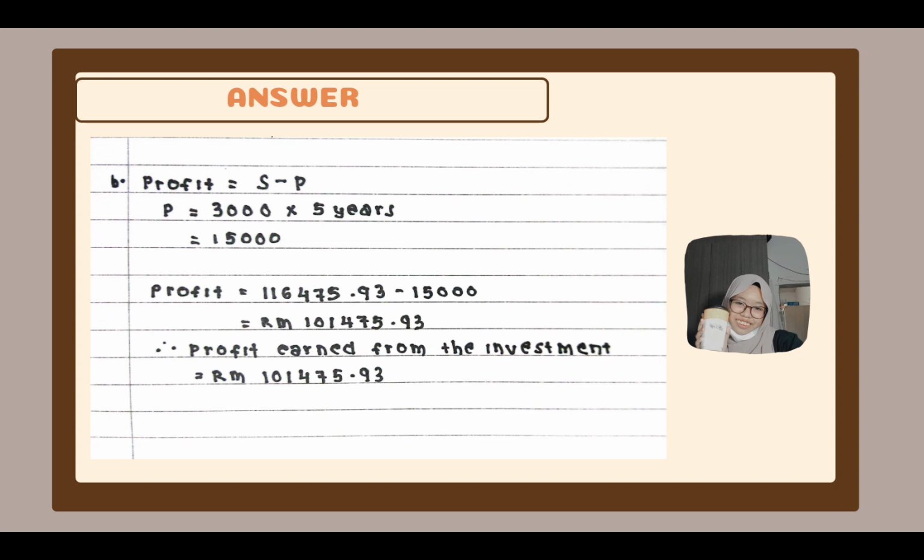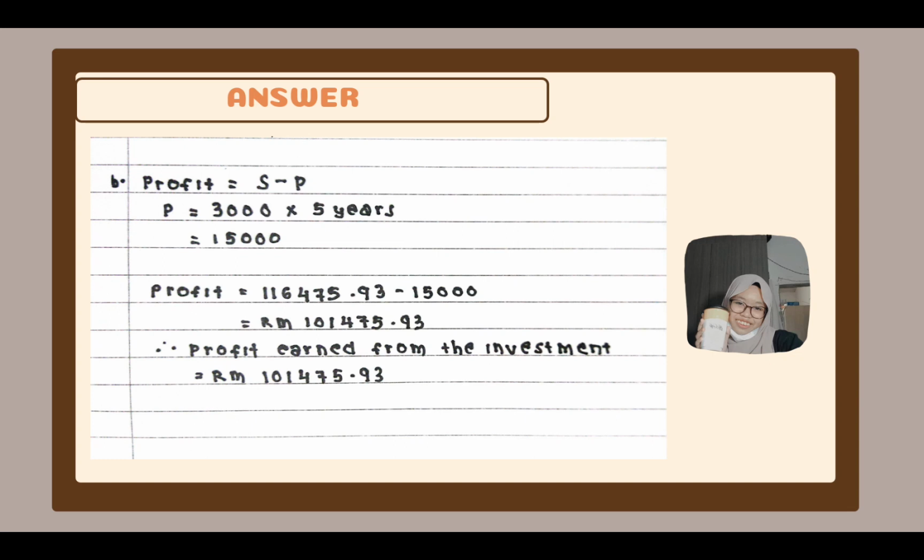So for question 4b, we need to calculate the profit earned from the investment. The formula that we need to use is profit equals to S minus P. Since we already had the S, that is 116,475 ringgit 93 cents. But we don't have the P. So in order to find P, we have to multiply 3000 with 5 years. So the answer is 15,000.